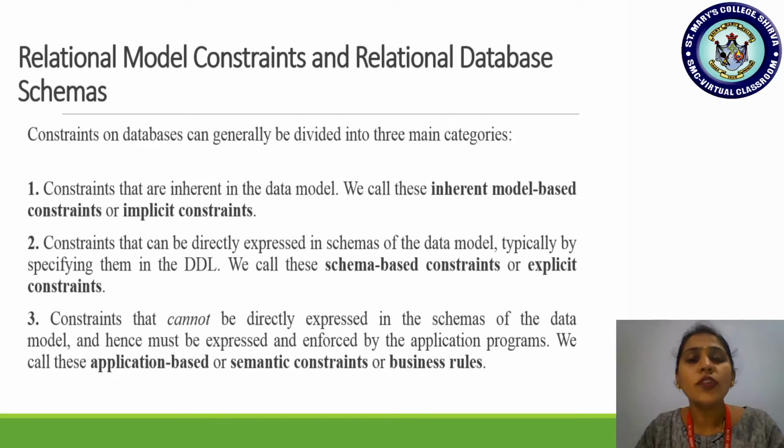Okay, so don't burden yourself in understanding the meaning of these three in this particular slide, because it is sufficient for you to remember the three categories. One is implicit constraints, another one is explicit constraints, and third one is application based constraints. Like this, if you remember, it is enough. From now onwards, I'll be taking up one by one with examples so that you can easily follow.